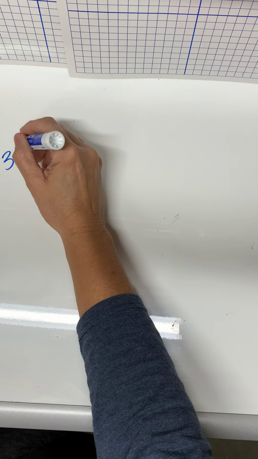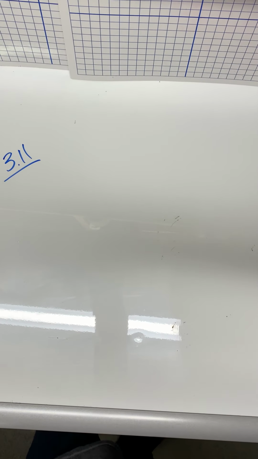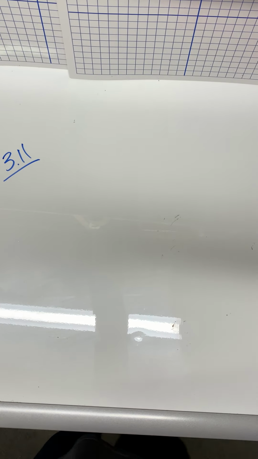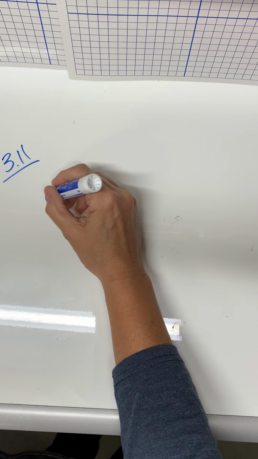Okay, this is section 3.11 from Math 980, and in this section we are talking about the greatest common factor.